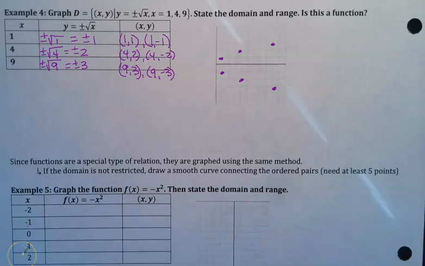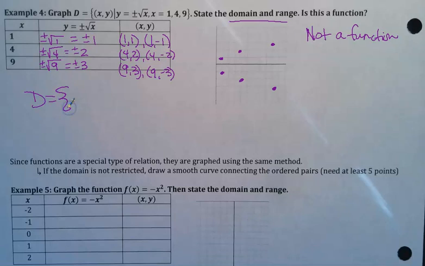No. Okay, so we said this one is not a function. And what about domain and range? No, we have to put that too. Yep, so state the domain and range right here. So domain equals, 1, positive and negative 1. Is it positive and negative 1? No. 1, 4, and 9. Domain is 1, 4, 9.